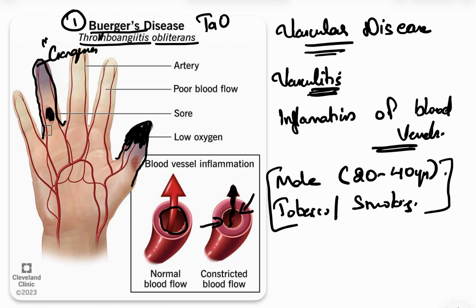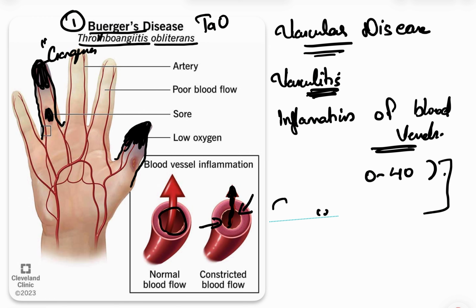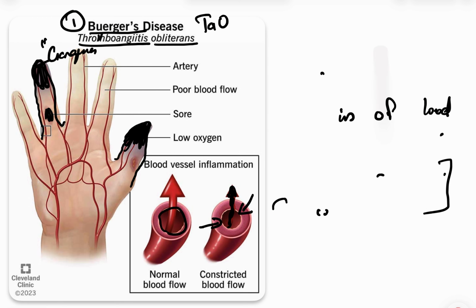Gangrene is caused because of the reduction in blood flow, or reduction in the supply of oxygen towards the tissues of the body. So in Buergers disease, what is happening is an inflammation of blood vessels resulting in reduction of blood flow, and that causes soreness or gangrene on the extremities. Another important thing to remember when we are talking about Buergers disease is intermittent claudication.